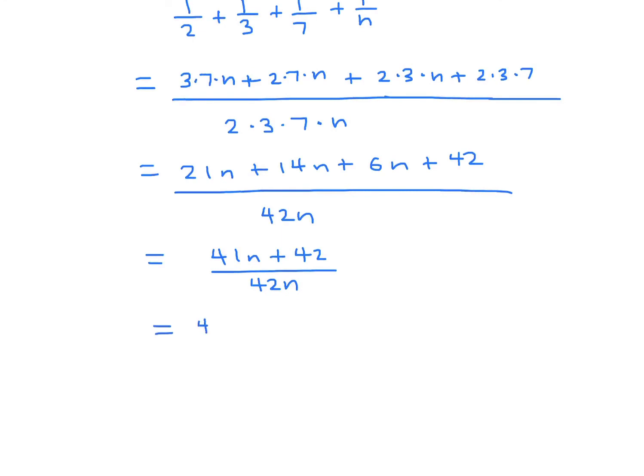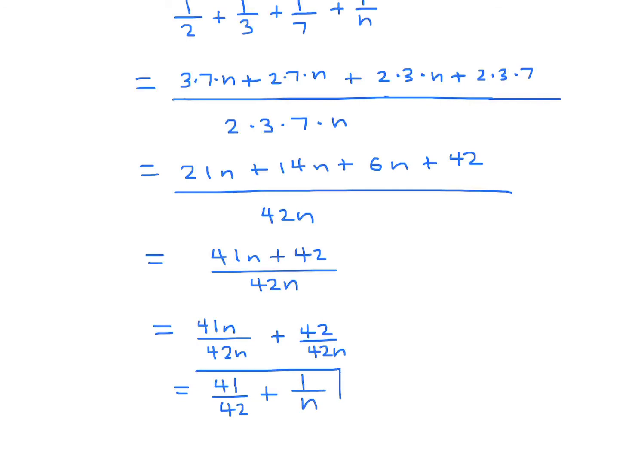And if you split it up, it will become 41n over 42n plus 42 over 42n. And this becomes just 41 over 42, and this becomes just 1 over n. Now, how do I make this into an integer? By inspection, I hope you can see this becomes an integer when n is equal to 42.